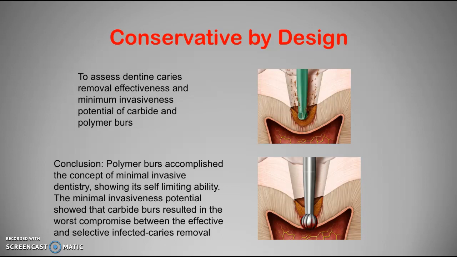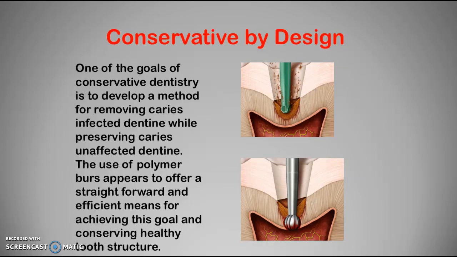The minimal invasiveness potential showed that carbide burrs resulted in the worst compromise between the effective and selective infected caries removal. One of the goals of conservative dentistry is to develop a method for removing caries-infected dentine while preserving caries-unaffected dentine. The use of polymer burrs appears to offer a straightforward and efficient means for achieving this goal and conserving healthy tooth structure.